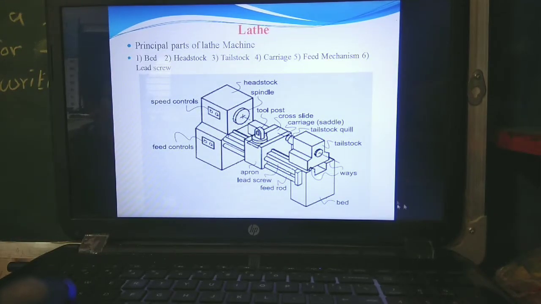Apron, see here in this picture below. The apron is fastened to the saddle and contains the feeding mechanism. The apron hand wheel can be turned by hand to move the carriage along the bed of the lathe. The automatic feed lever is used to engage power feeds to the carriage and the cross slide.